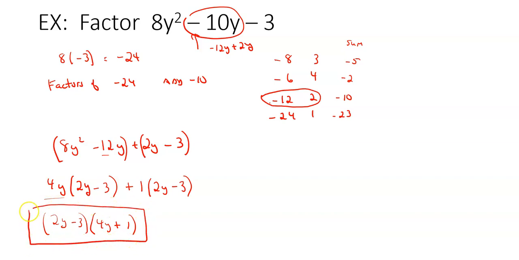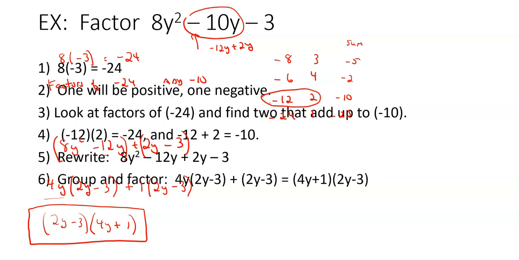Here, let's check our work and see if it foils back. 2y times 4y is 8y squared. We're good. Plus 2y minus 12y. Sure enough, 2 minus 12 is negative 10. And then negative 3 times 1 is negative 3. So there I factored it by grouping, using what we call the AC method.